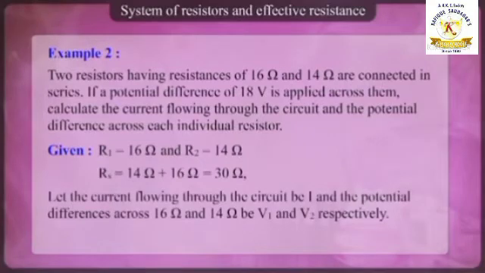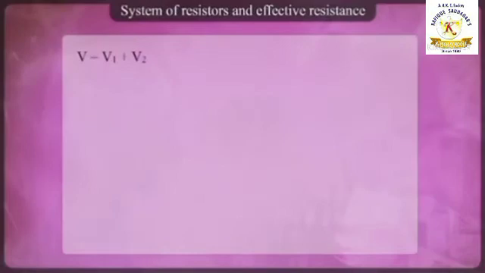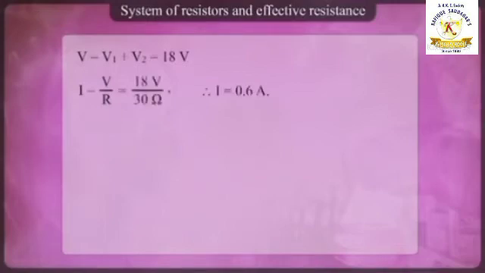Now, let the current flowing through the circuit be I and the potential differences across 16 ohm and 14 ohm be V1 and V2 respectively. So, current is I and the potential differences are V1 and V2. V is equal to IR. V is equal to V1 plus V2, so the answer is 18 volt, which is given in the numerical question. That is, a potential difference of 18 volt is applied.